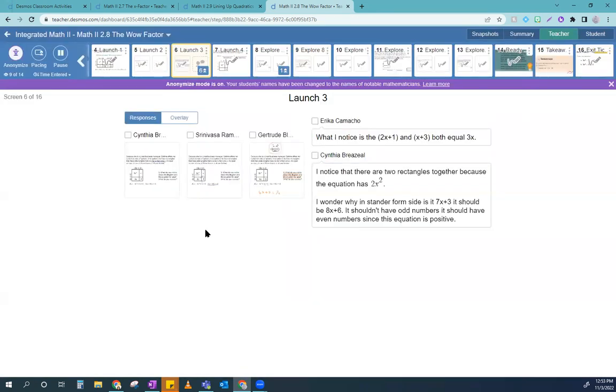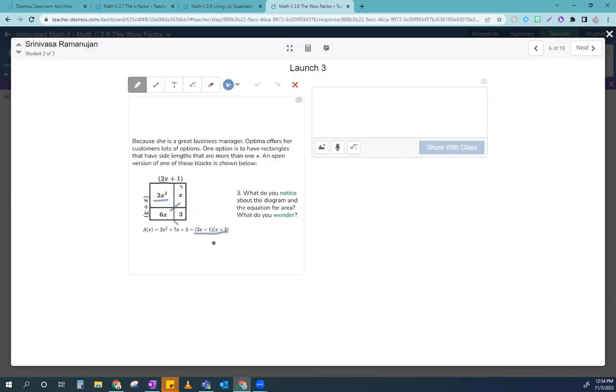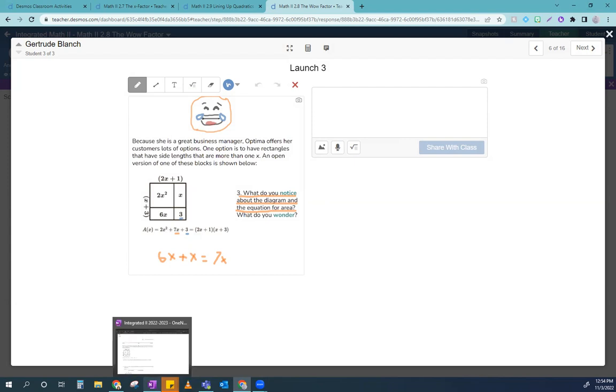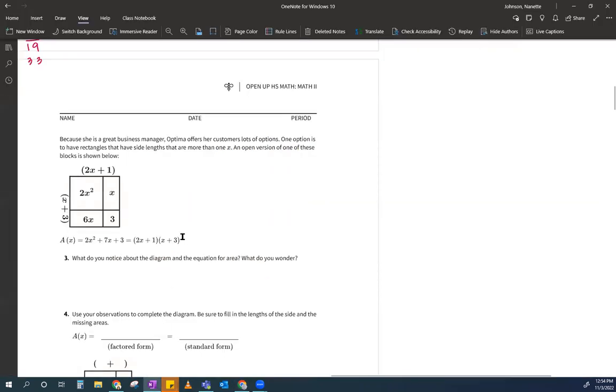Let's see what else other people put. This person put, oh, I noticed this, and they're starting to underline things, right? And if you understand what they're doing here, this 6x plus x is 7x. I understood your little markings there. Very good. A couple more people here. Oh, they noticed 6x plus x is 7x. Very, very good. Yeah, so all of those things are a big deal.